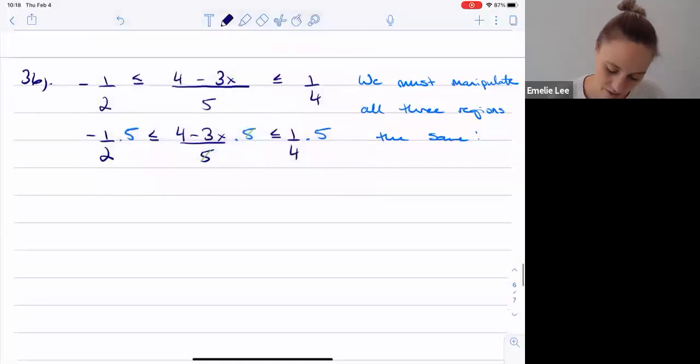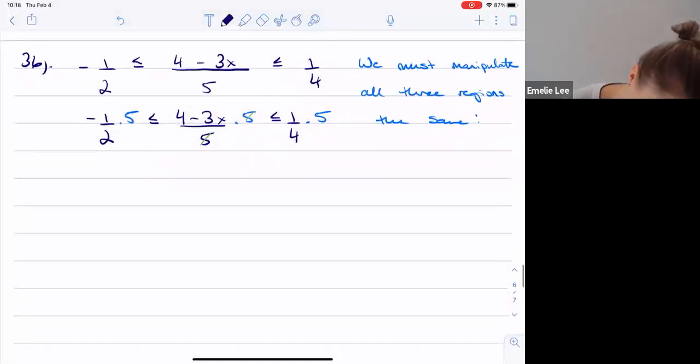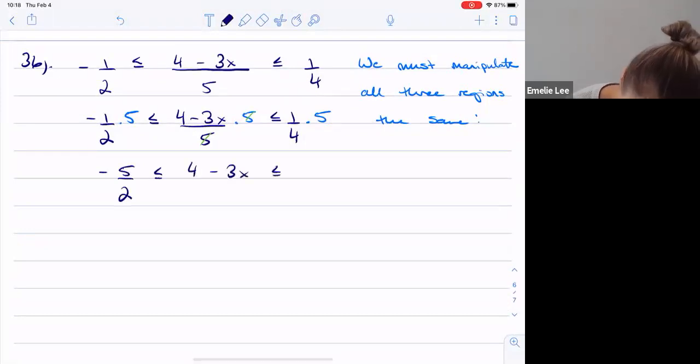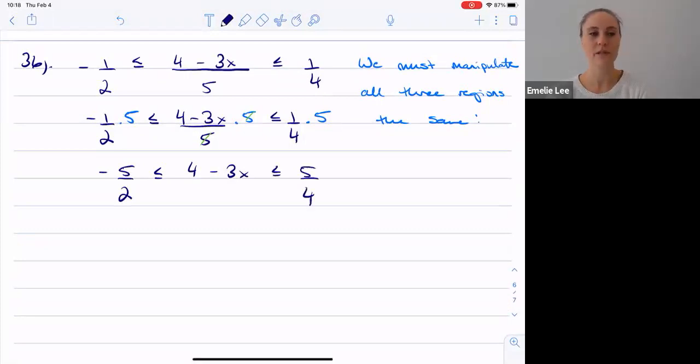So now I'm going to summarize. I'll just do the calculation. -5/2 is less than or equal to 4 minus 3x, which is less than or equal to 5/4. All right, just to clean it up a little bit before I do the next step. Or maybe I can do the next step on the same line. What do I need to do next? If I'm trying to get x on its own, I need to subtract 4 from both sides.